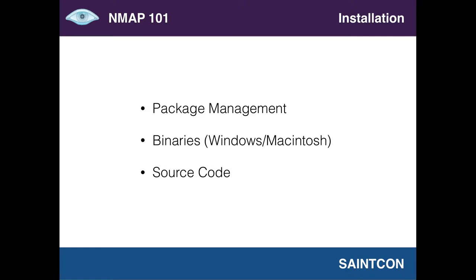That's fairly popular. I like Homebrew for installing Nmap. It's easy to keep it updated, so I like Homebrew. And for the rest of you, I won't ask you to raise your hand, but if you're running Windows, there are binaries you can download and install. And of course, there is source code, for those of you who have a lot of free time to compile your stuff. Hey, there you are.